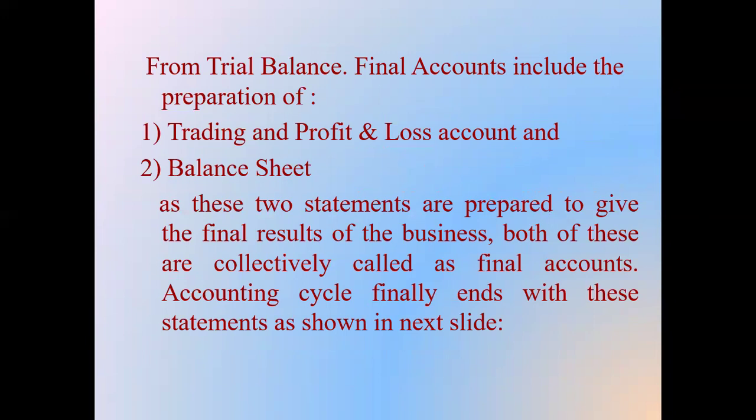Final account includes the preparation of trading account, profit and loss account, and the balance sheet, as these statements are prepared to give the final result of the business. Both of these are collectively called final accounts. The accounting cycle finally ends with these statements, as shown in the next slide. So here we are going to discuss how the accounting cycle works. Please listen to me.